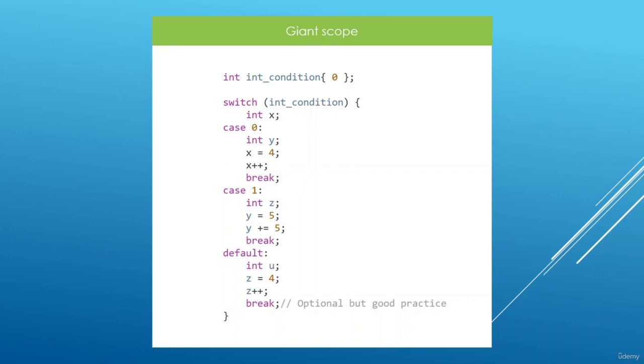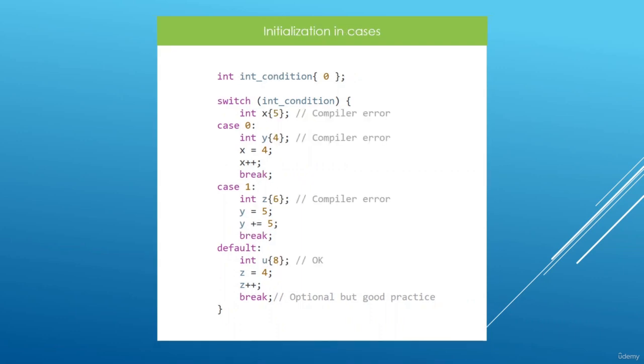So the main message here is that our switch is one giant scope, and everything inside is basically in the same scope. But if you are careful, you're going to notice that we didn't really initialize our variables. So let's try to initialize them and see what is going to happen. Let's take x here and initialize that to a 5, y to a 4, z to a 6, and u to an 8. And you see that I have put in a few comments to give you a hint of what is going to happen.